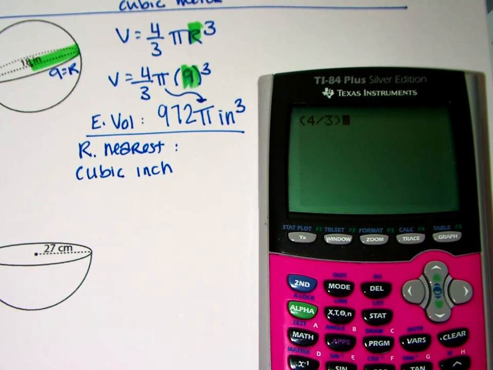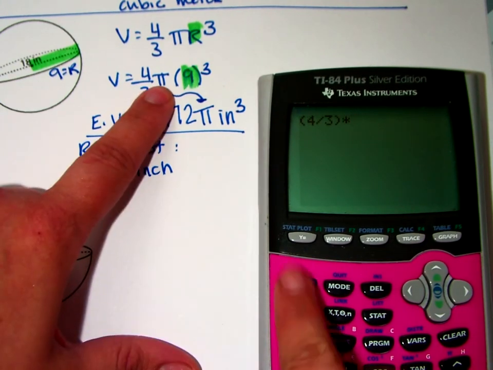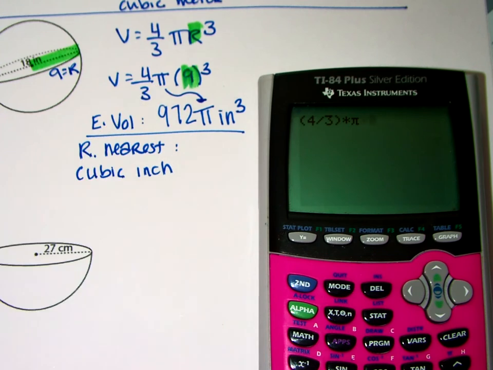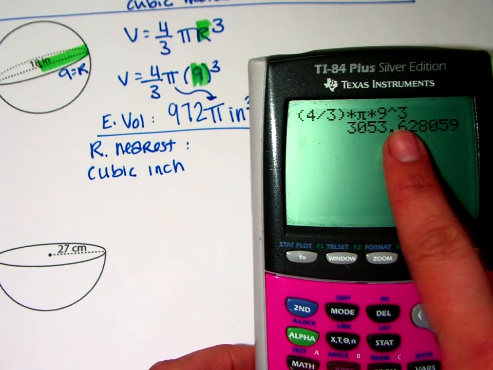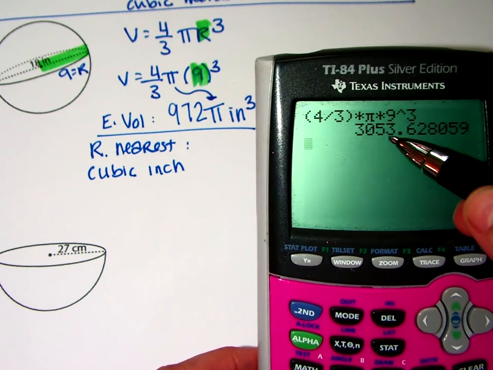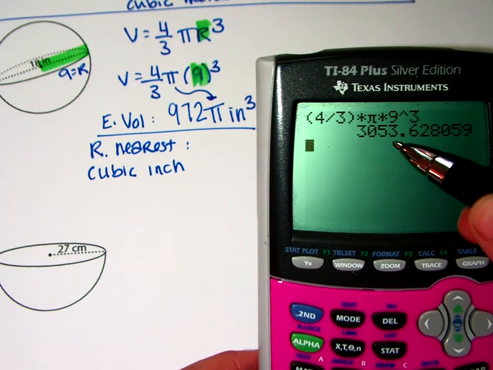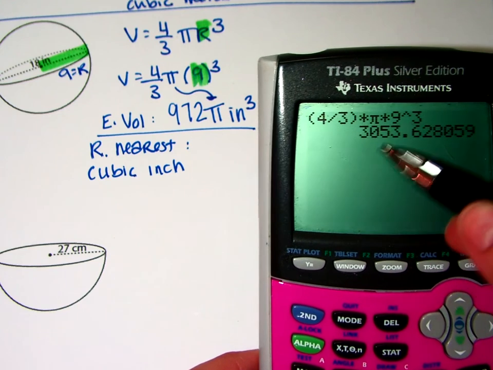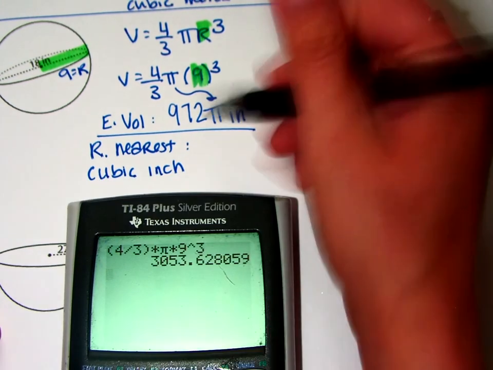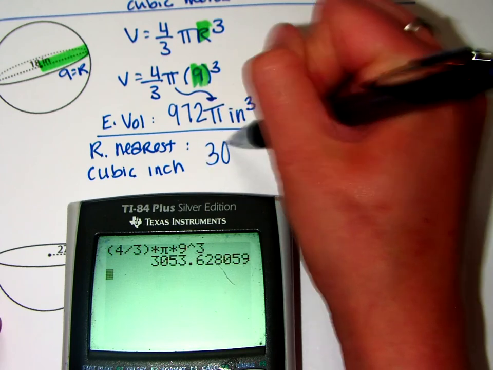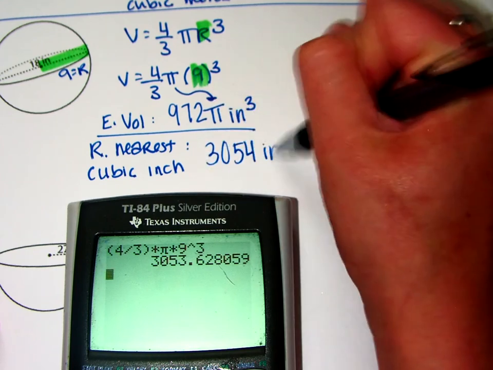If we want to calculate the rounded volume, we do the same thing. So 4/3 times, and this time we actually press the pi button, times 9 to the 3rd. Rounding to the nearest cubic inch, again, that is the whole number we're looking for here. Looking at my decimal, my 6 is 5 or higher. So that means it's going to bump 3 up to 4 for our final volume of 3,054. So for my nearest cubic inch, I get 3,054 inches cubed.